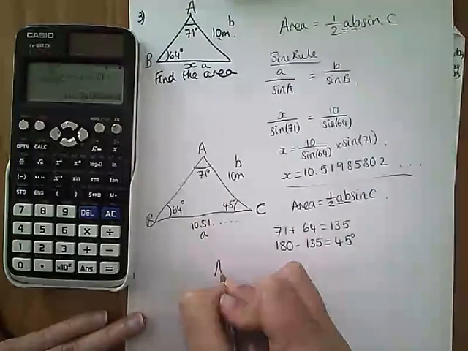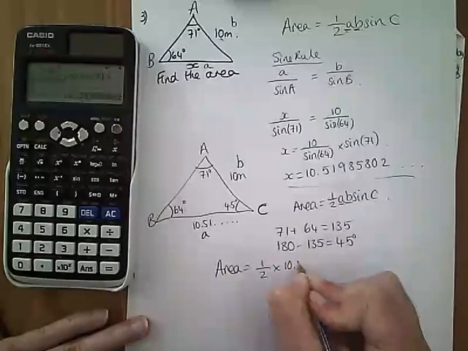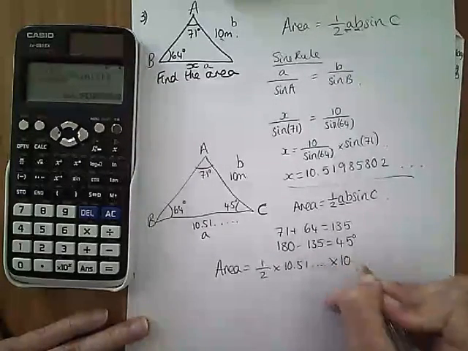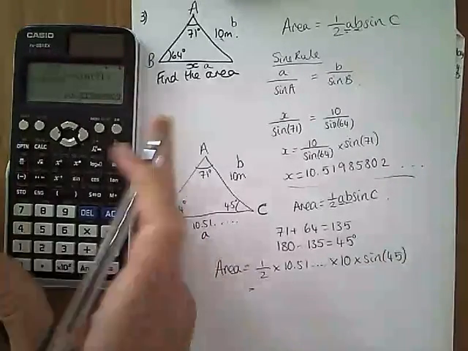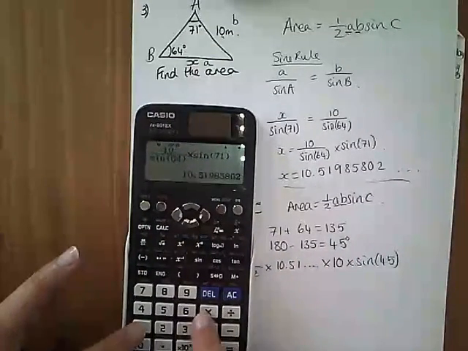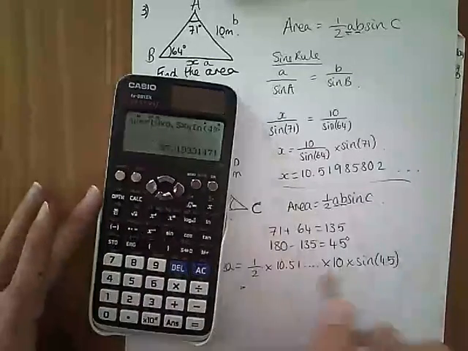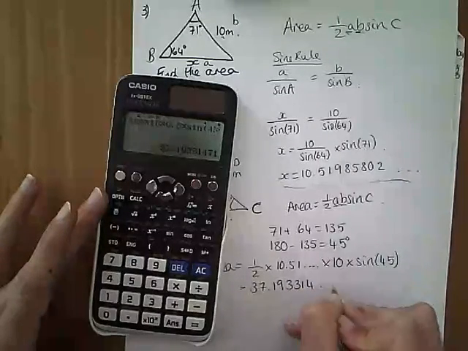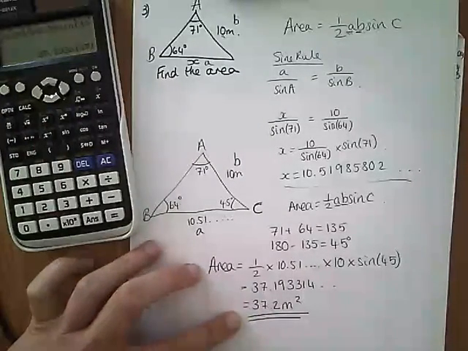Our area formula is nice and easy: a half times a, which is 10.51 blah blah blah, don't round it, times b, which is 10, times sine 45, which is our angle C. I've kept my old number on there so I can use that again. So I've got that times 10 times a half times sine 45. That means my area is 37.193314 blah blah blah, so it's 37.2 meters squared. Hope that helps.